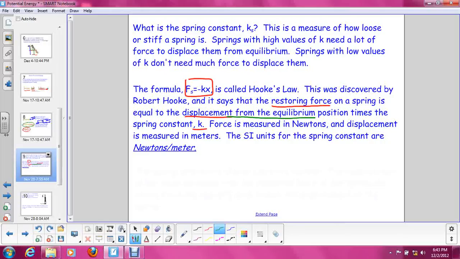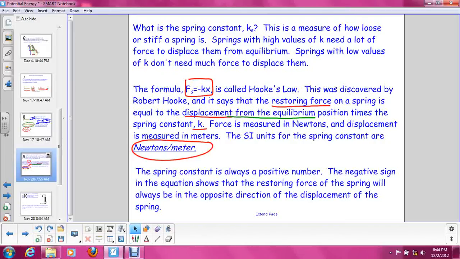And remember, force is measured in newtons, and displacement is measured in meters. So the SI units for the spring constant are newtons per meter. What that tells you is how many newtons of force you need to displace your spring 1 meter. So it makes sense that a spring with a very high spring constant will need lots of newtons to stretch it 1 meter. It needs a lot of force.